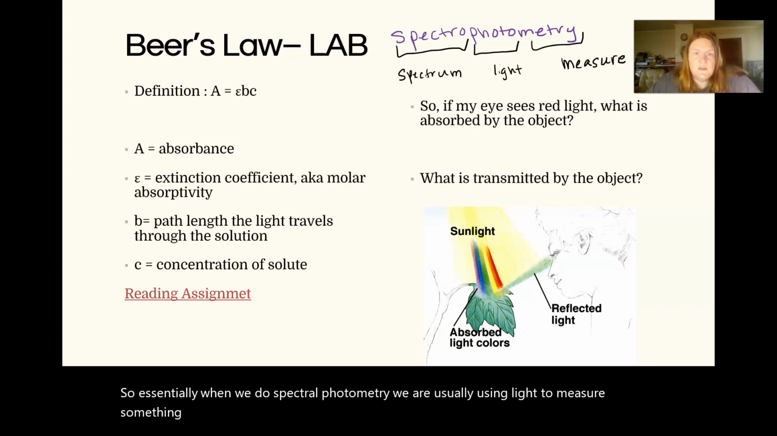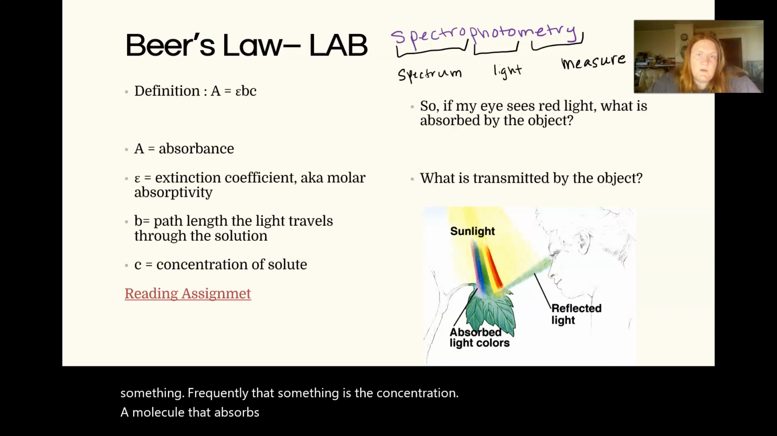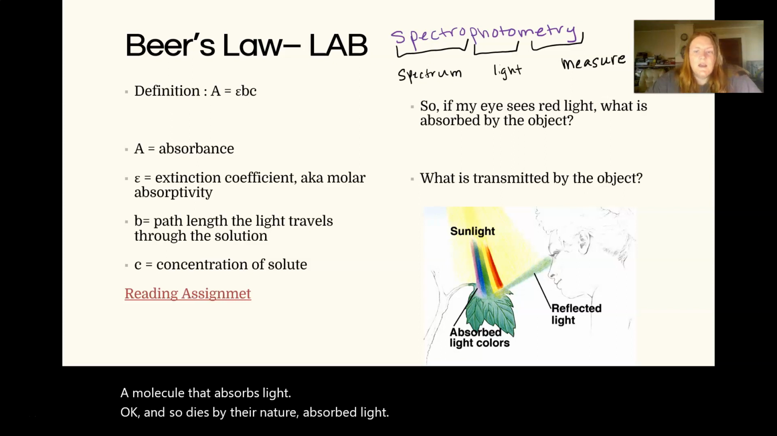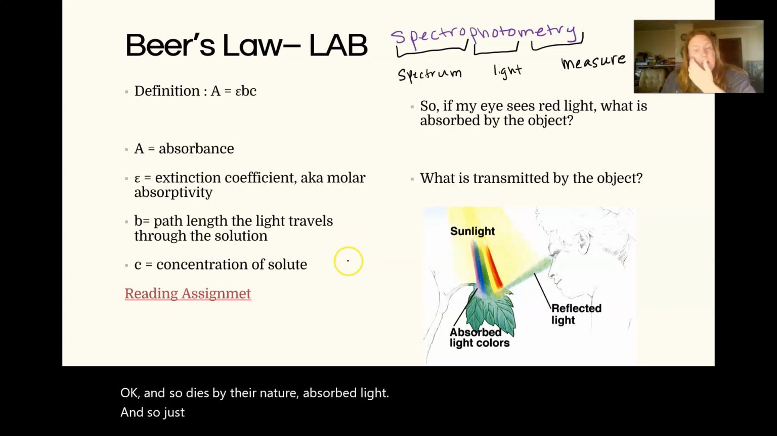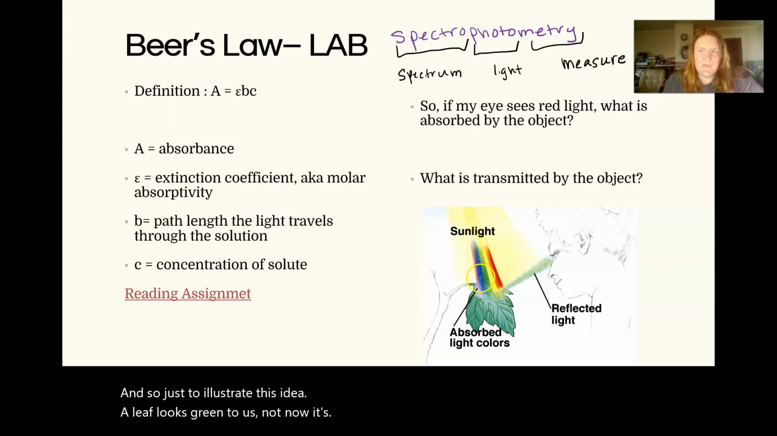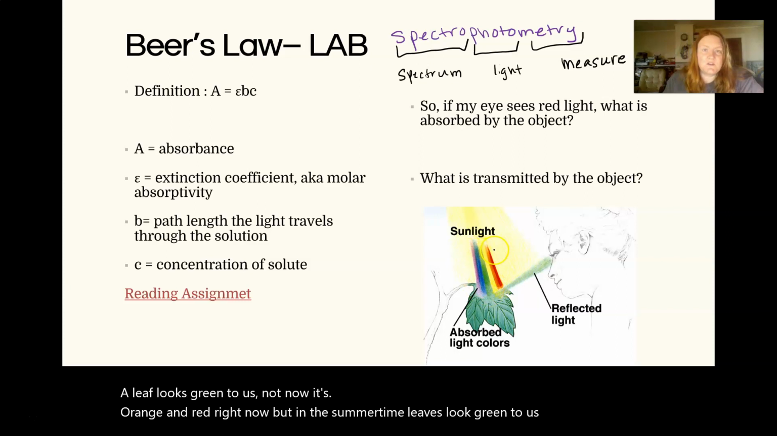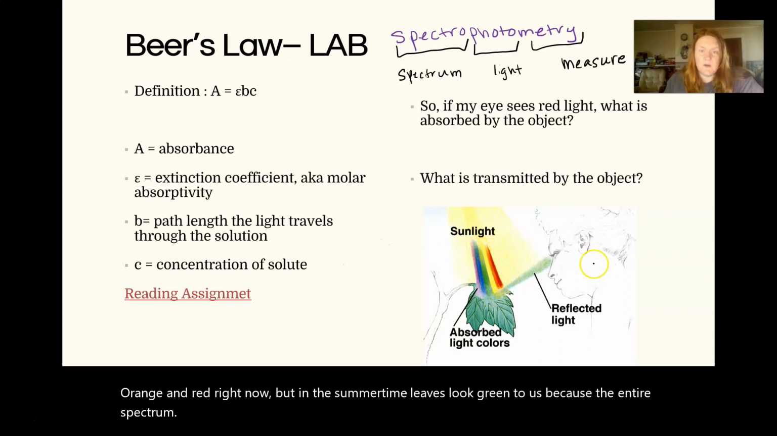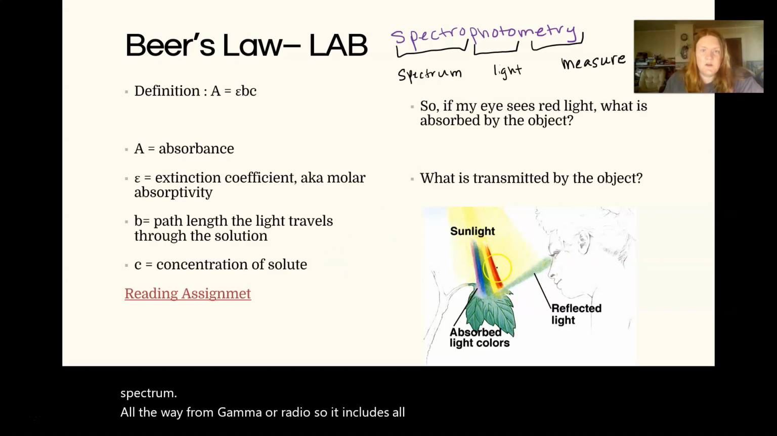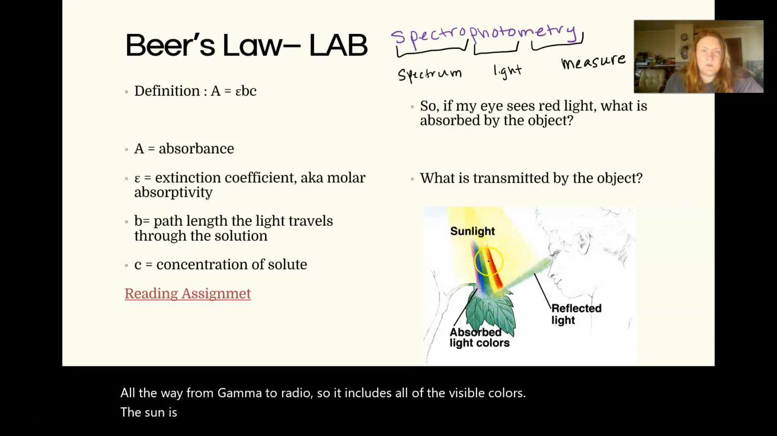Frequently, that something is the concentration of a molecule that absorbs light. Okay, and so dyes, by their nature, absorb light. And so just to illustrate this idea, a leaf looks green to us. Not now, it's orange and red right now, but in the summertime, leaves look green to us because the entire spectrum, all the way from gamma to radio, so it includes all of the visible colors. The sun is a full spectrum light source.